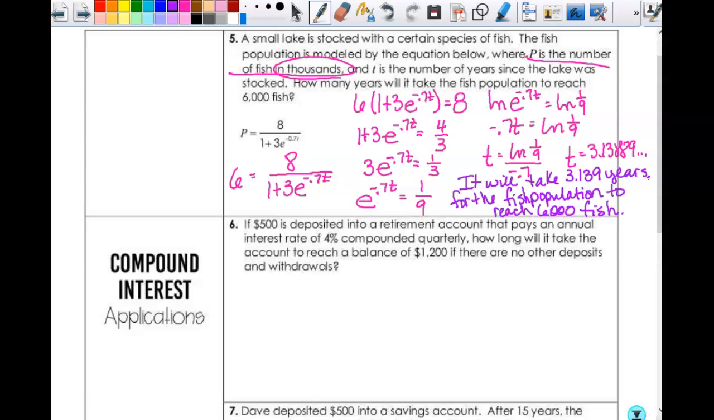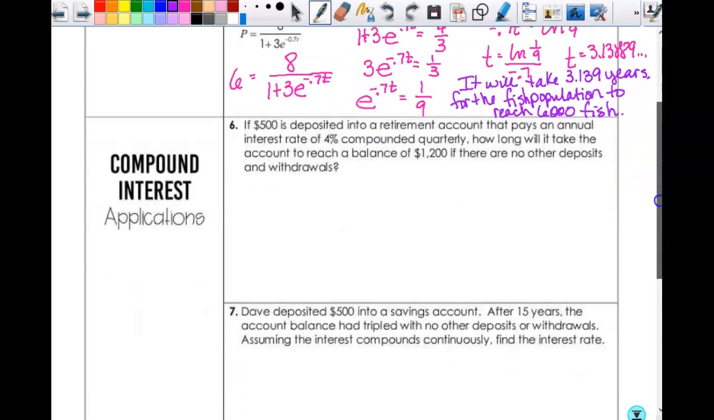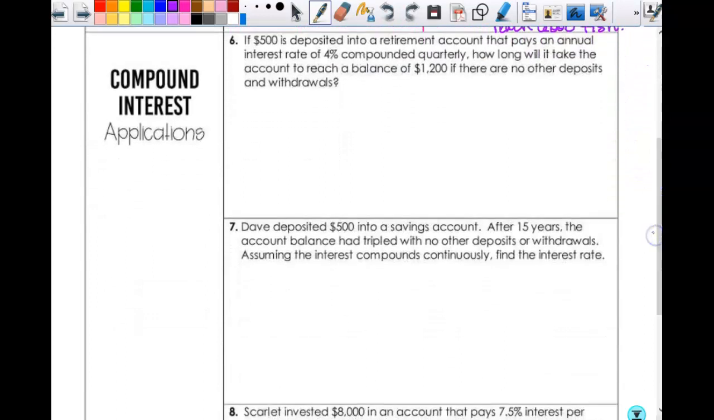All right, so number 6. If $500 is deposited into a retirement account that pays an annual interest rate of 4% compounded quarterly, how long will it take the account to reach a balance of $1,200 if there are no other deposits or withdrawals? So compounded quarterly, we have our compound interest. A is equal to P times 1 plus what? R over N to the NT power.